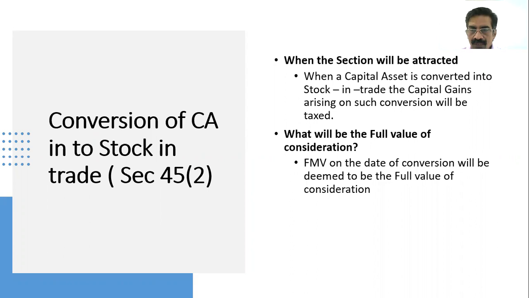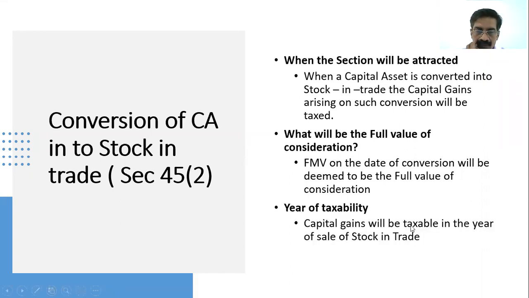If I want to tax this in the year of transfer, the challenge for me will be that in the year of transfer, I don't have the consideration payable by an outsider, correct? So it is a transfer by myself, within myself. I don't have a profit earned with an outsider. So if I go by 45(1), my problem will be that there is no profit earned with an outsider. So therefore what they have done is define what the consideration is and when it will be taxable. The fair market value on the date of conversion will be taken as the full value of consideration. Capital gains will be taxable in the year of sale of stock in trade.